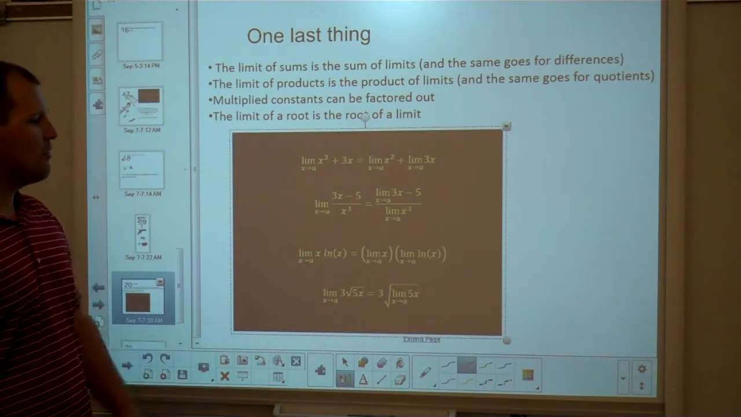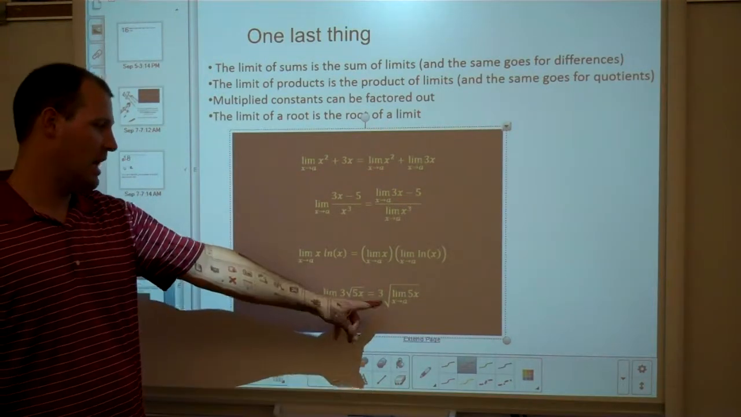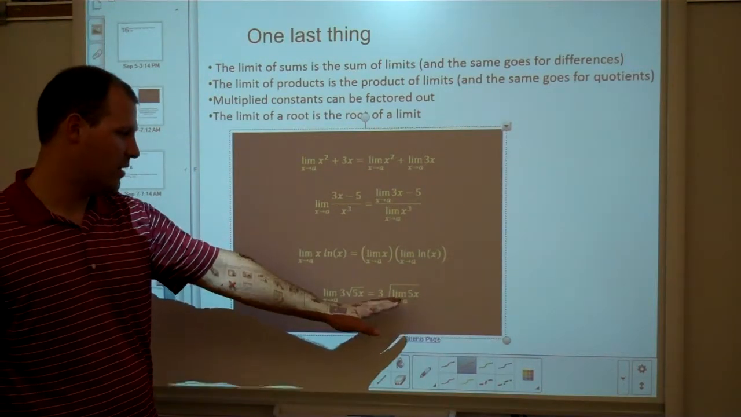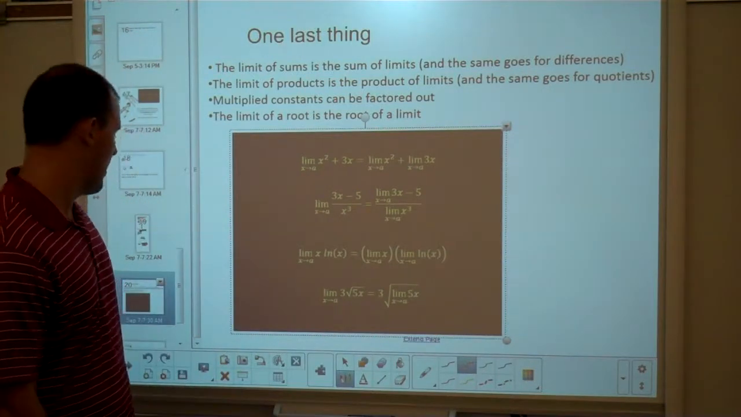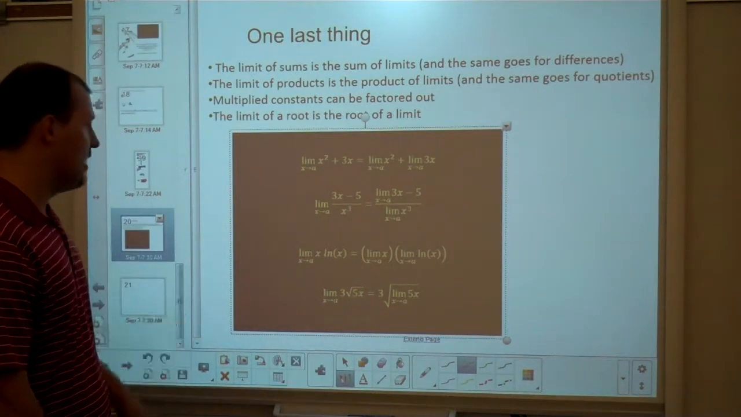And the last one, the limit of a root is the root of a limit. So if you have a root here, you can go ahead and pull that out. Okay? And that'll make things a little bit easier at some times.